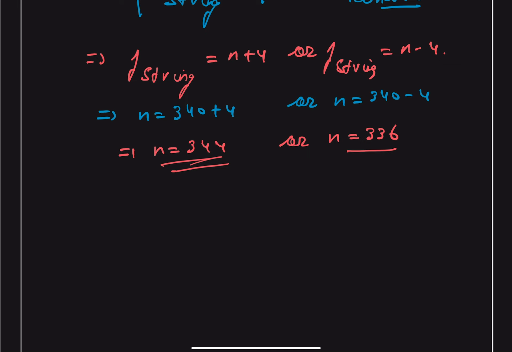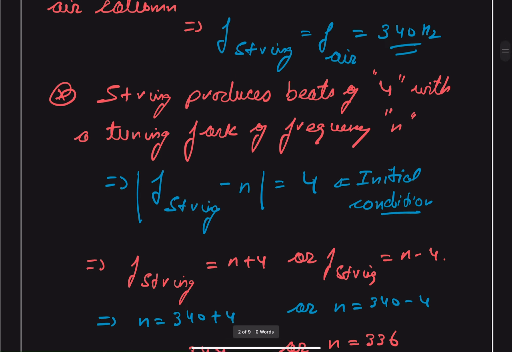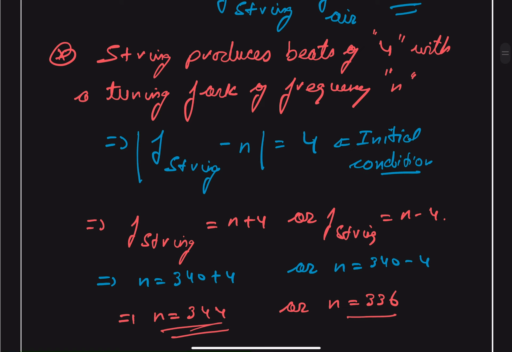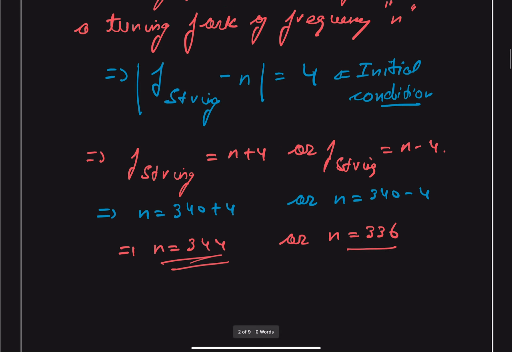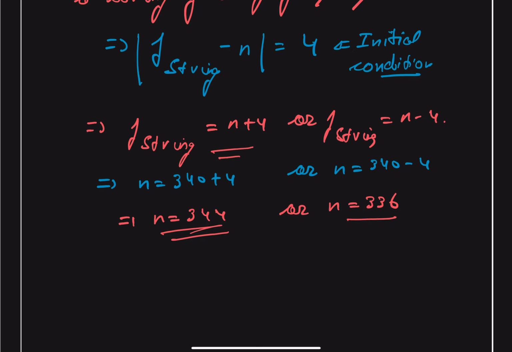So please keep in mind that it is only given that the beats of 4 is being produced. Therefore the beats 4 means the string frequency can be F string minus n, or, like here I have written, F string can be equal to n plus 4, or F string can be n minus 4.